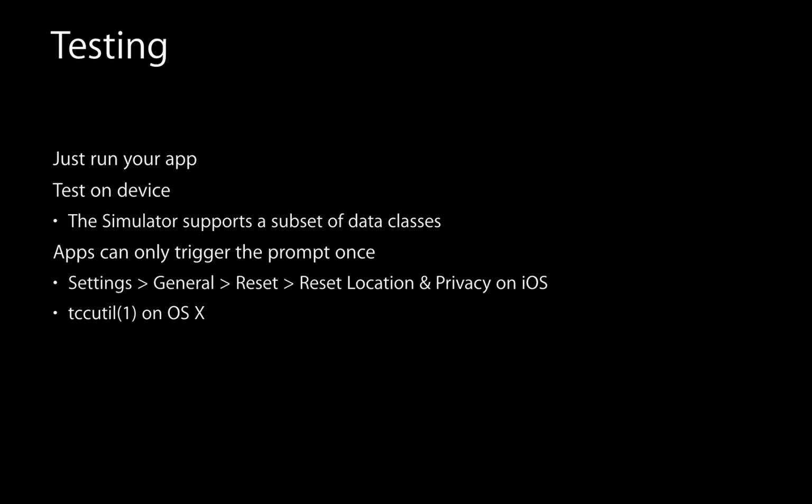So we've talked about data isolation and what the differences are on the different platforms, and that's a lot of information. So we need to be able to test it. And it's really easy to test. All you need to do is run your application. You should already be testing on device. However, the simulator does support a lot of the data isolated classes. Note that apps can only trigger the prompt once, so if you need to go back and re-trigger it, then on iOS you need to go to Settings, General, Reset, Reset Location and Privacy, or on OS X, use tccutil.